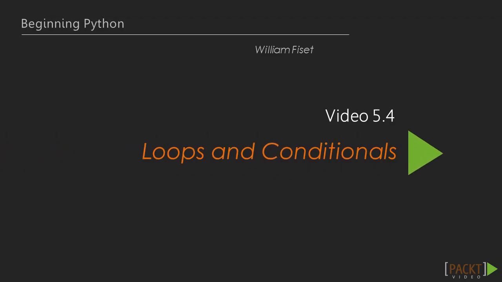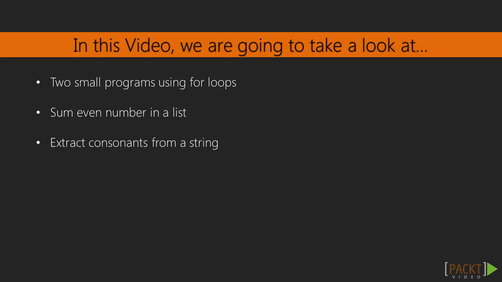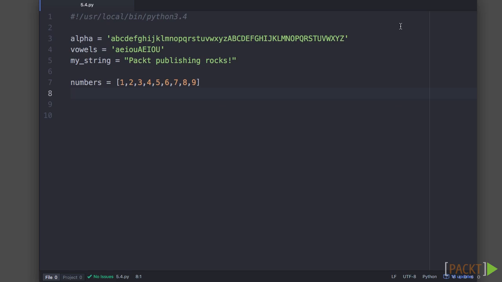Welcome. In this video, we're going to use iterables in combination with conditionals to make useful programs. Today, we're going to write two small programs that use for loops. One of them is going to be given a list of numbers, and we're going to sum up the even ones. And the other one is going to be slightly more interesting. We're going to extract the consonants from a string.